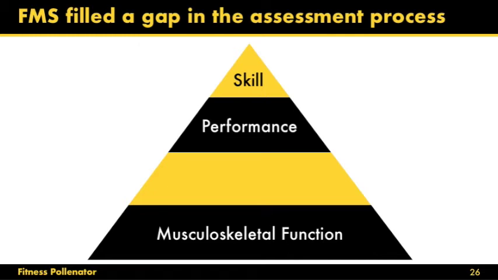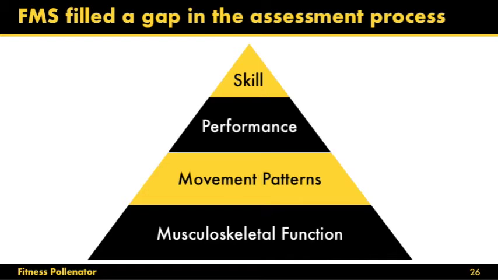Well, the problem with that is that the way that people move is greater than the sum of their parts. So you could have great muscle strength and you could have great joint range of motion, but these things might not coordinate well to elicit crisp movement. And that's where movement screening comes into play.